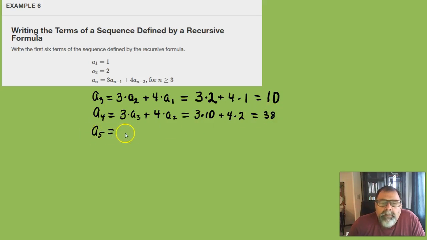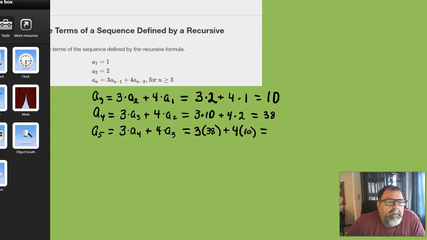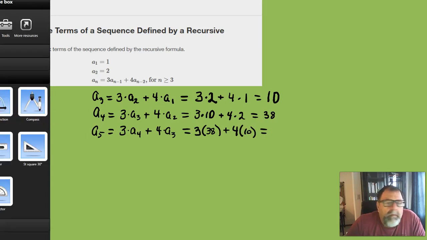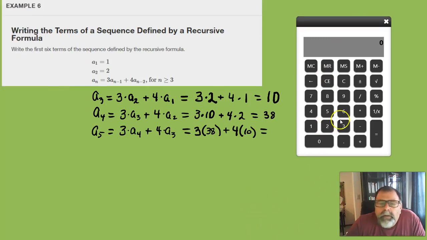A sub 5 is 3 times a sub 4 plus 4 times a sub 3. A sub 4 is 38. A sub 3 is 10. So let's see here. Get my cheapy calculator that's built into this note program. 3 times 38 plus 40, 4 times 10, 40. So 154.